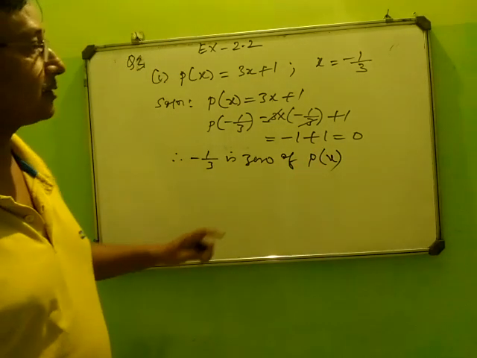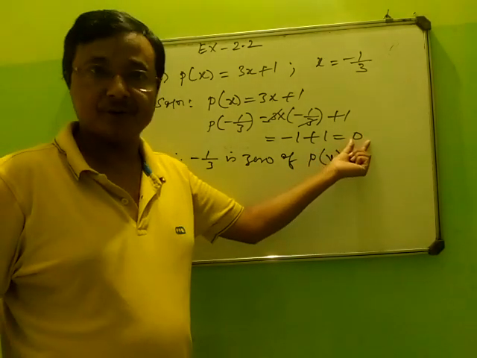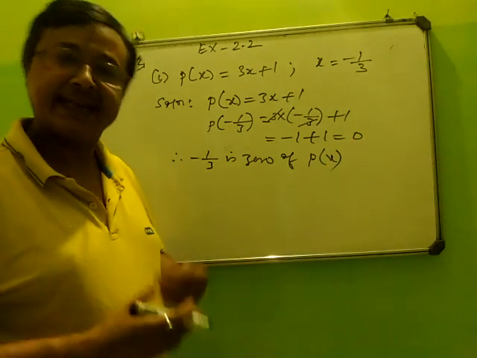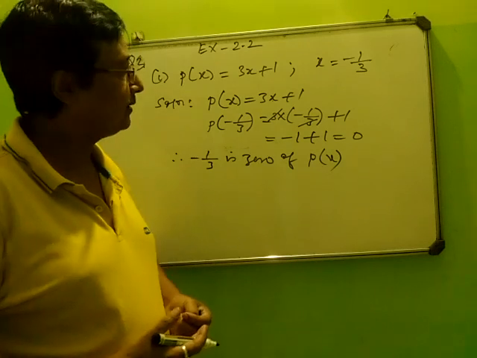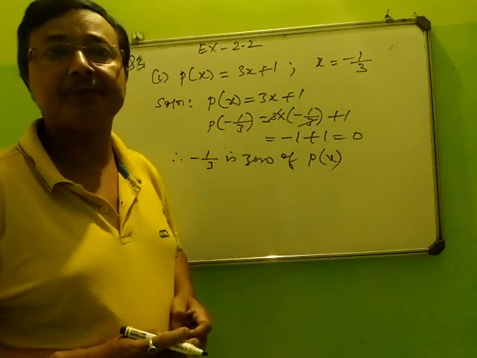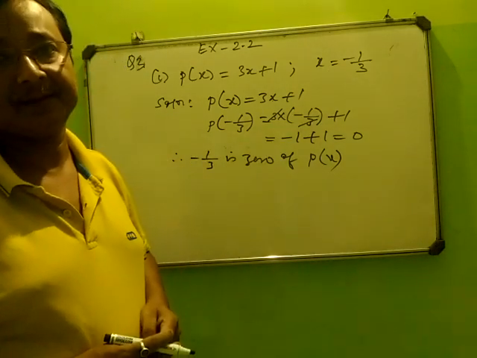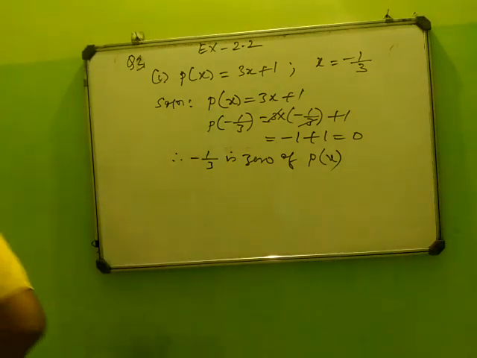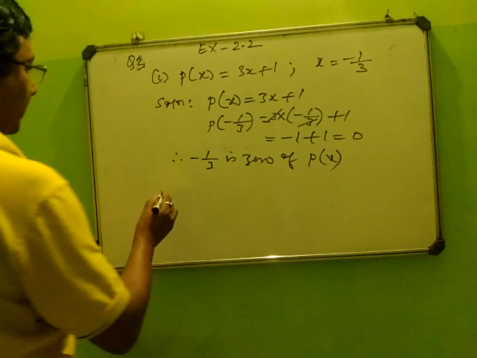Say you have got something other than 0, like 2 or minus 2, anything other than 0, then that value will not be the zero of the polynomial. You should get 0 only. Let us take number 2.